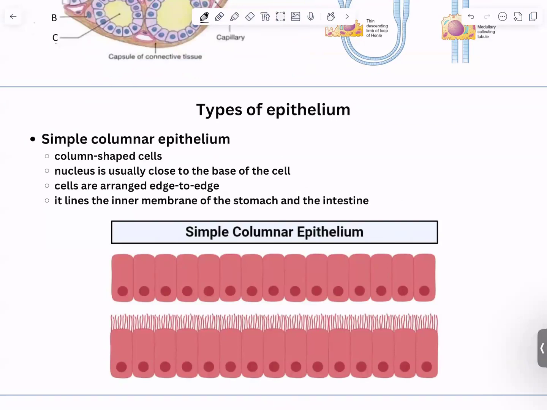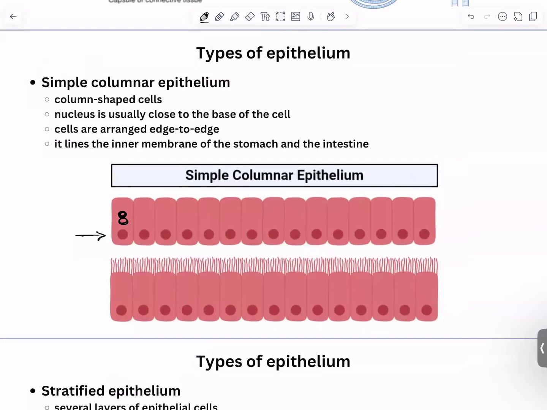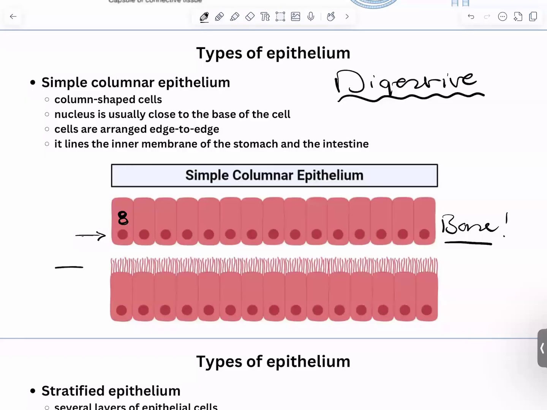It's a very specific one. Why? Because it can be found in a very specific location in the human body. First thing, before discussing the location, can you see the location of the nucleus? The nucleus usually is in the center, something like this, right? But the nucleus of the simple columnar is close to the base of the cell. And the important thing, where we can find it: in the digestive system. In the digestive system, we can find simple columnar epithelial tissue, especially with the microvilli.